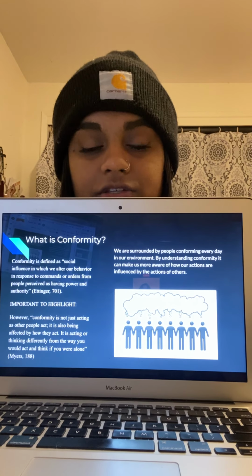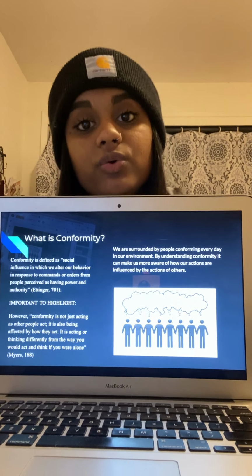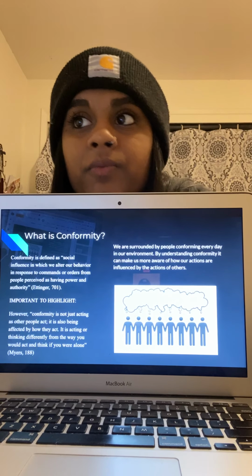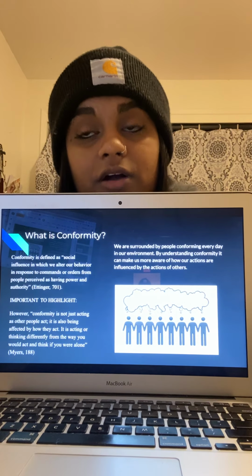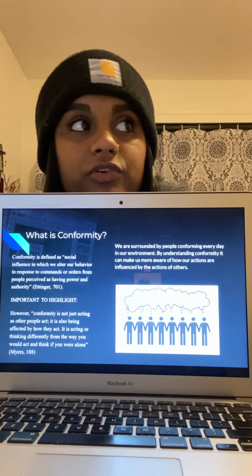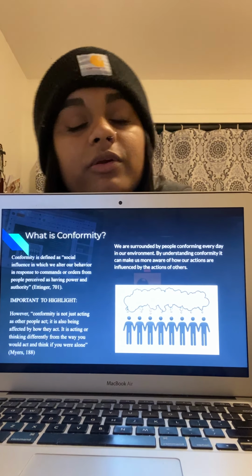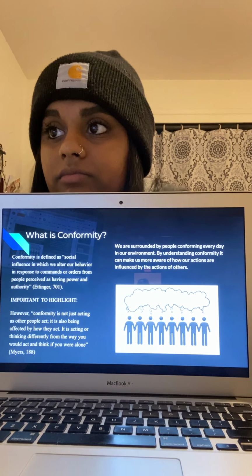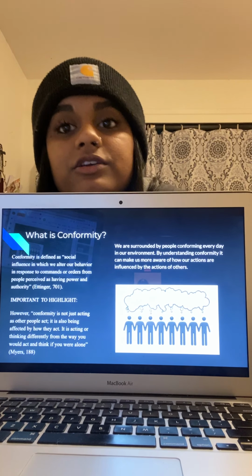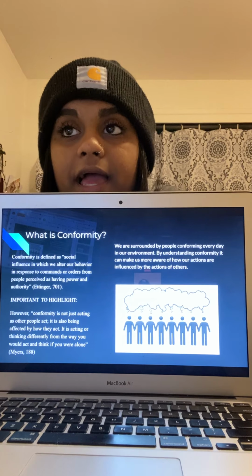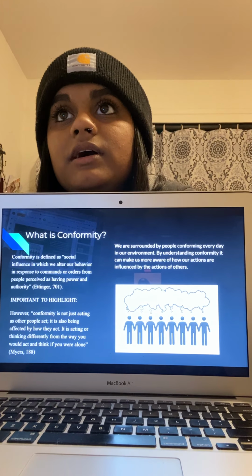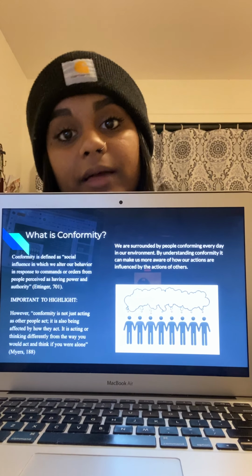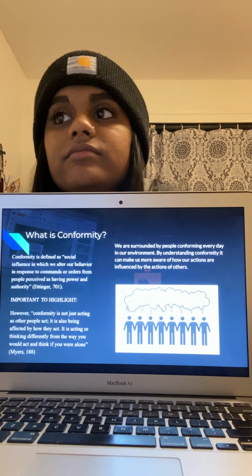So yeah, we're surrounded by people every day who conform. And you probably have experienced conforming to other people, to groups, or to someone, or you've seen it in movies. So we are surrounded by people conforming, and so it's really important to understand and to know because it helps us understand them.